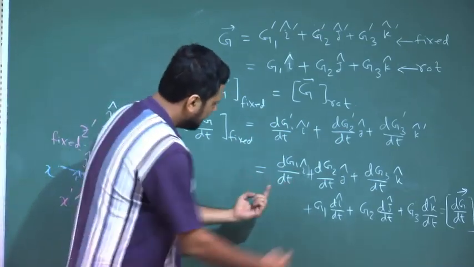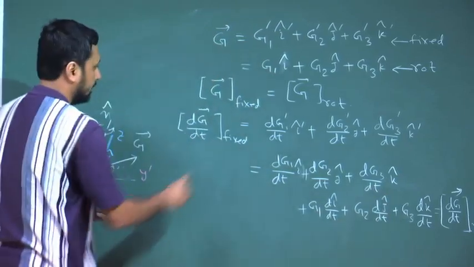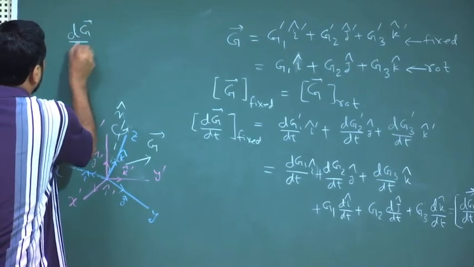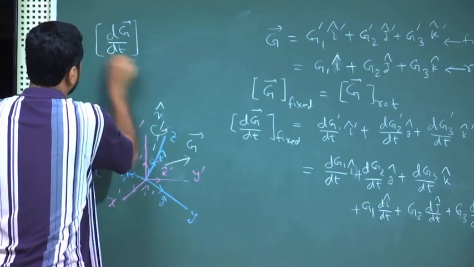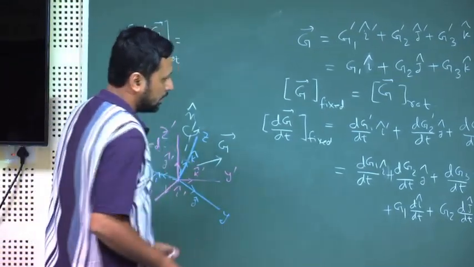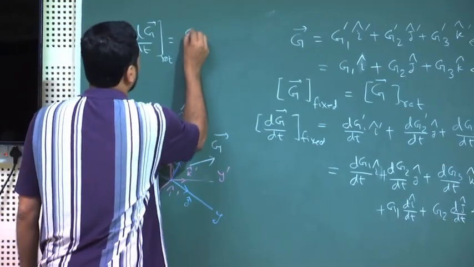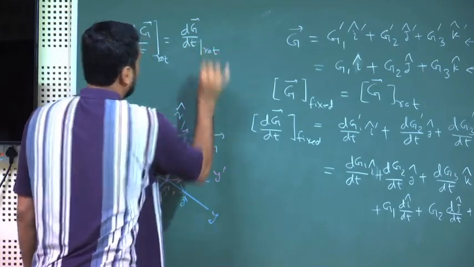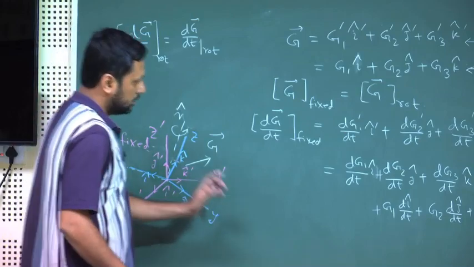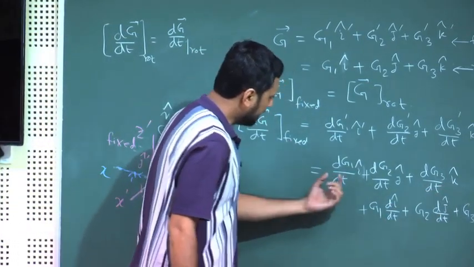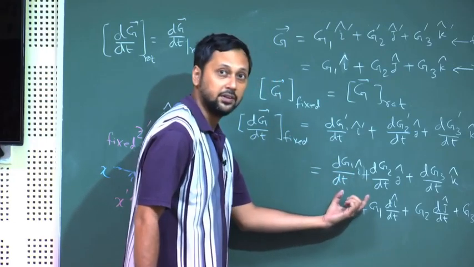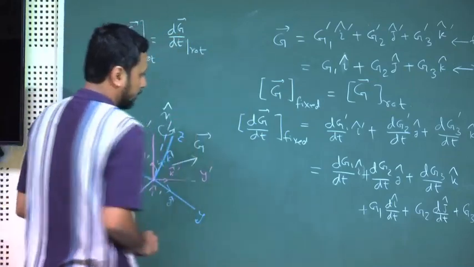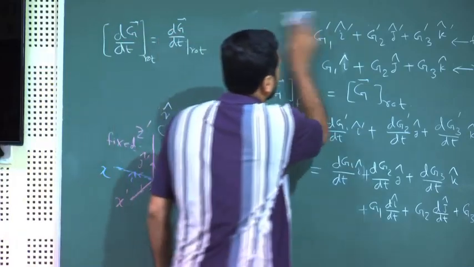Now, if we examine this, if we write dG/dt rot separately, we see that dG/dt rot is equal to, the first three terms is nothing but dG/dt with respect to the rotating frame, right. Look at the first three terms: it is the time derivative of the instantaneous representation of the vector in the rotating frame. And for the other three terms, we have to see.